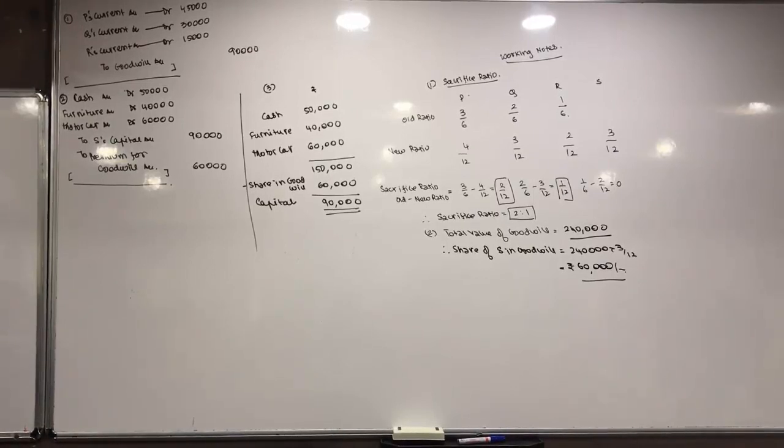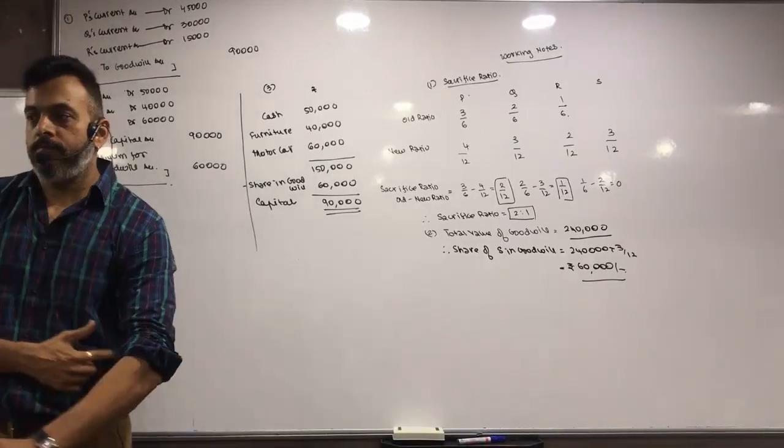Being cash, furniture, motor car bought by S towards capital and share in goodwill.